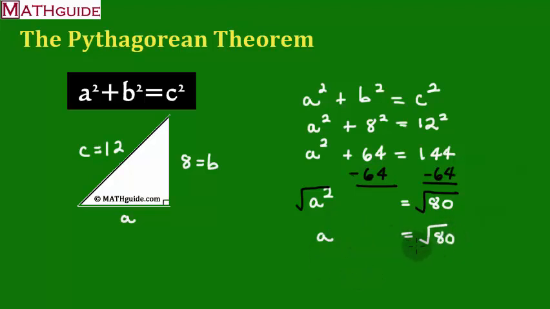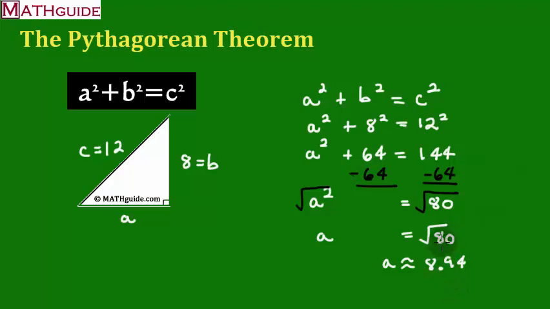A lot of people would say we're done here. It's not necessarily a bad answer. Some people would plug this into a calculator, and if we plug that in, we're going to get 8.94. That's a perfectly great answer, rounded to the nearest hundredth. However, there's a better answer that we could use.